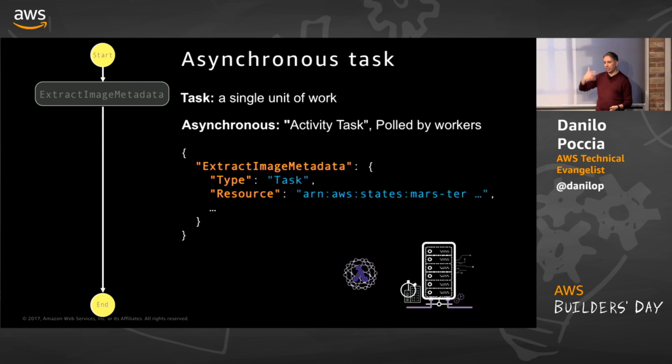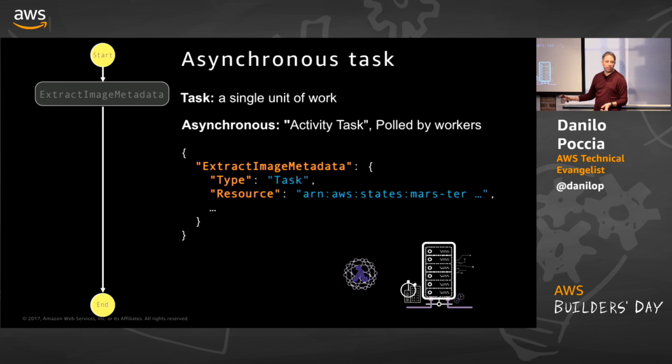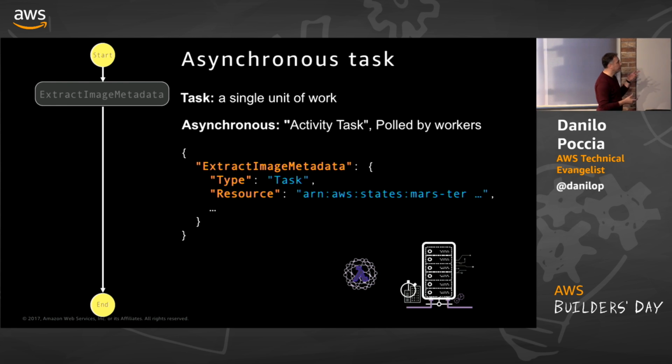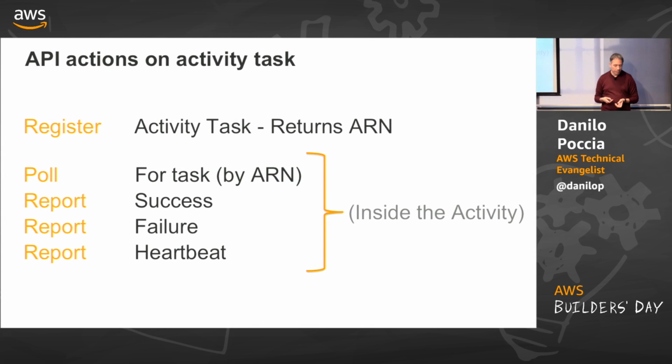And then the state machine can move forward. So in this way, you can integrate with anything outside. There are very few APIs to integrate an external software as an activity, and I will show how that works in the demo. Those are the main APIs for activities. So you can create and register a new activity task.